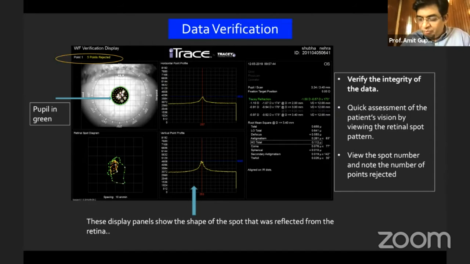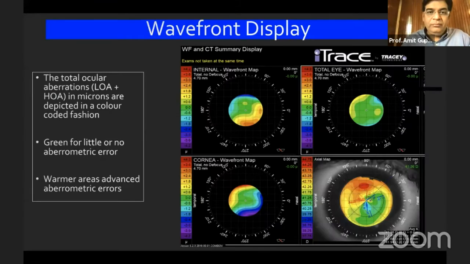So when we start analyzing the eye trace maps, one is the data verification. And this is very important, because if we get trash into the machine, it's going to be trash out. So this means we need to verify that the data we have captured is not getting confounded by some artifacts.